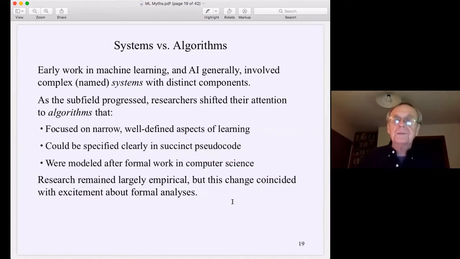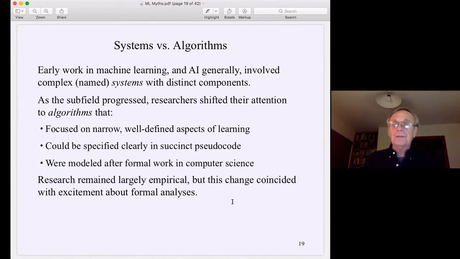Now, early work in machine learning and AI more generally, if you looked at those papers, you often found they took a sort of systems approach to things. What do I mean by that? Well, it was a program, but it often had identifiable modules that interacted in interesting ways. And they would often give names to these programs, almost like they were people. They didn't think they were people, but there really was a sense in which it was a systems kind of community.